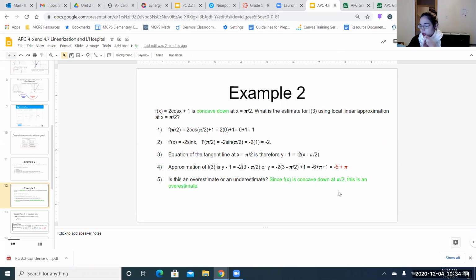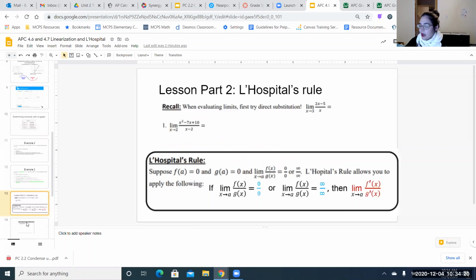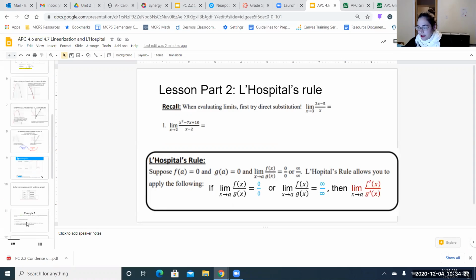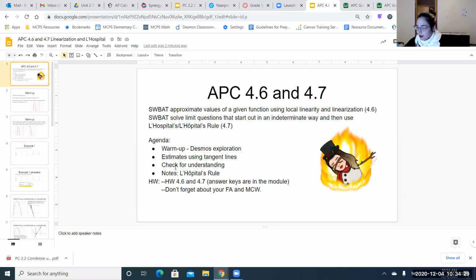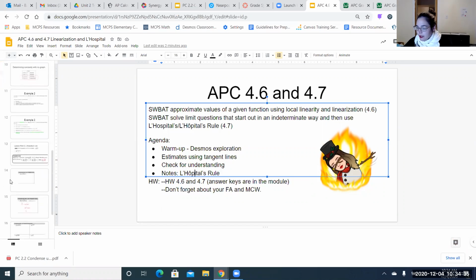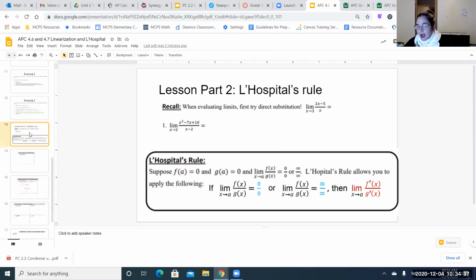Okay. So there's a homework on that in the module that you can practice. The second part of the lesson is L'Hopital's rule. Sometimes you'll see it spelled with a little circumflex accent over the O. Apparently, originally, he spelled it like hospital back hundreds of years ago when he lived. But you pronounce it L'Hopital.